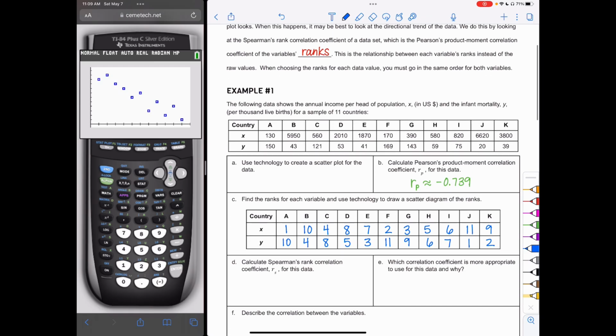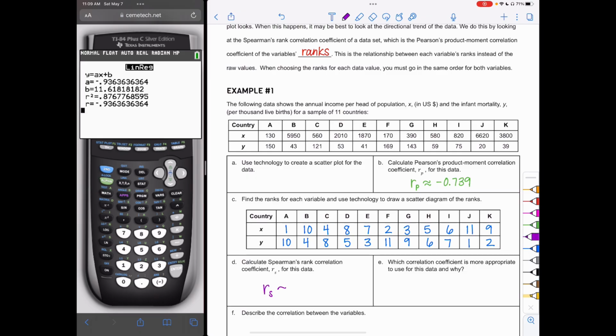So now that we have the scatter plot, we can clearly see that the trend is negative, and we want to calculate the Spearman's rank correlation coefficient for part D. So in order to do that, I'm going to press stat, go over to calc number 4, and press calculate. So now the R value for the rankings, which is R sub S, is approximately negative 0.936. So that is my Spearman's rank correlation coefficient.